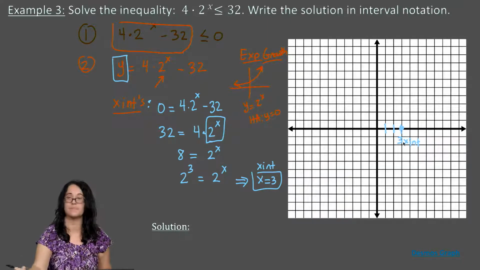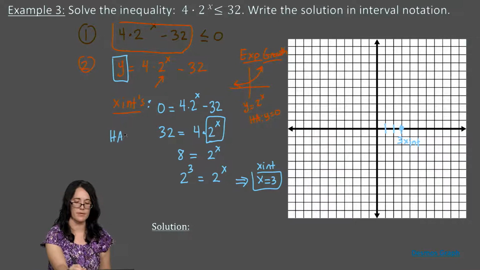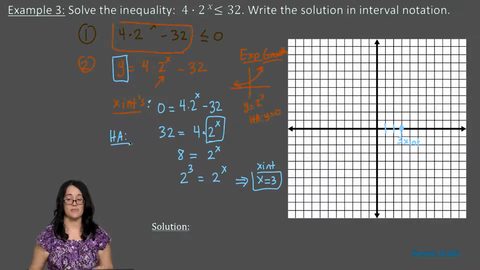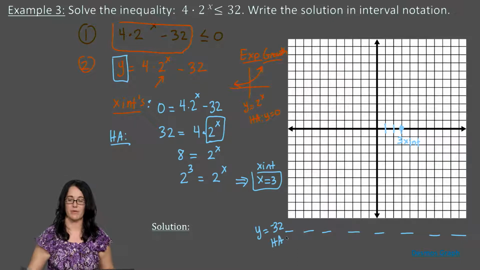At 3 there. So what does that mean? Well, that's an x-intercept. We need to get a basic sketch. So let's get our horizontal asymptote. Now the horizontal asymptote is going to be, let's look at this, we see it's down 32 units, right? So way down here somewhere at y equals negative 32, that's our horizontal asymptote. So we know that's happening.